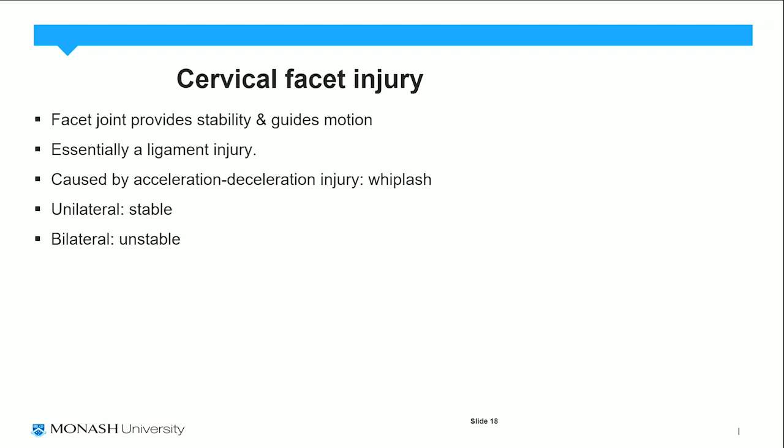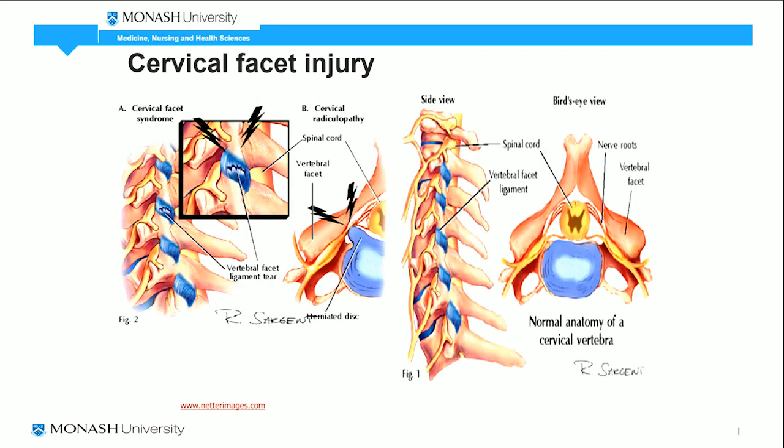Cervical facet injury. Facet joints provide stability and also guide motion, and are essential for ligament injury. Cervical facet injuries are caused by acceleration-deceleration injuries such as a whiplash type injury. If only one facet joint has been injured, if it's unilateral, then it's stable. However, if it's bilateral, then it is unstable.